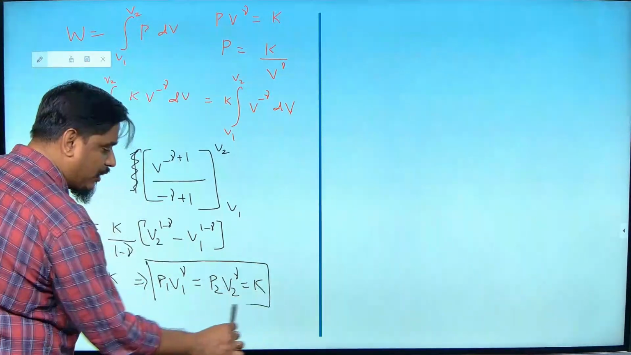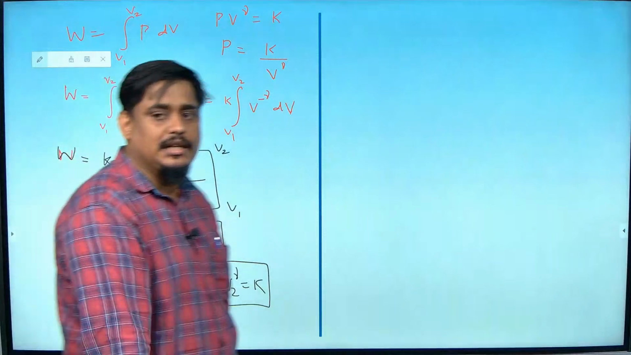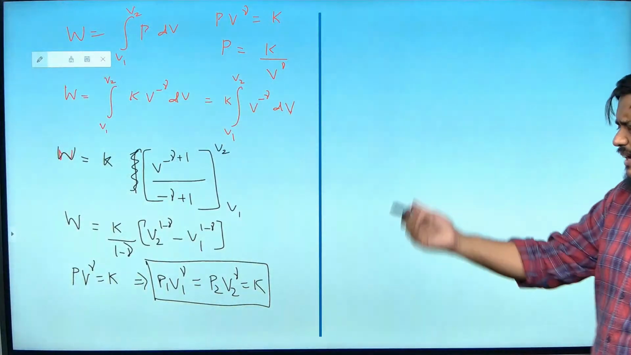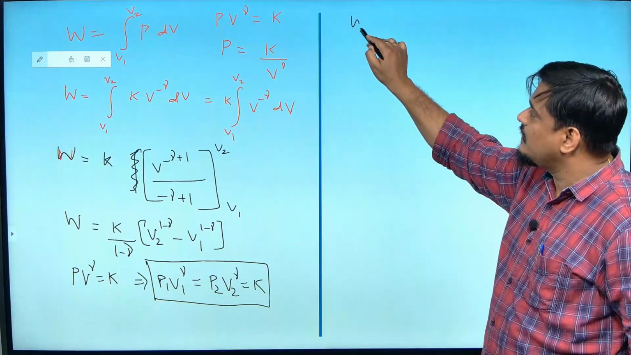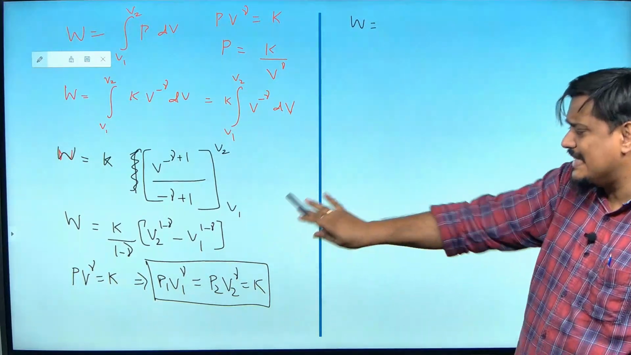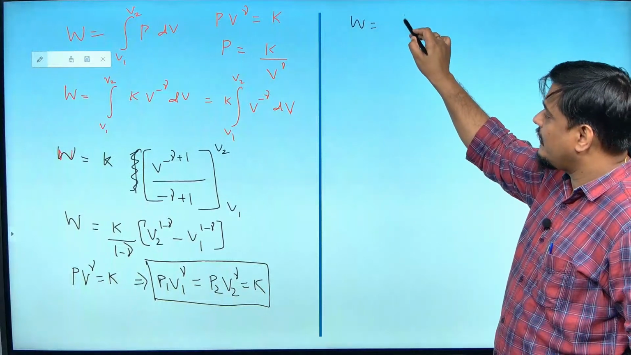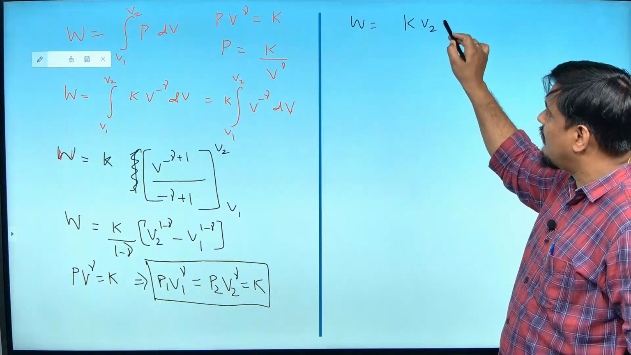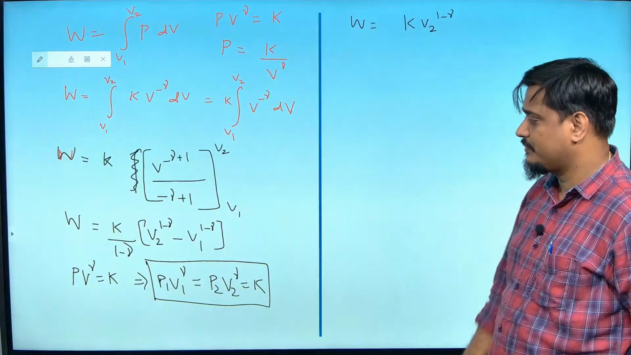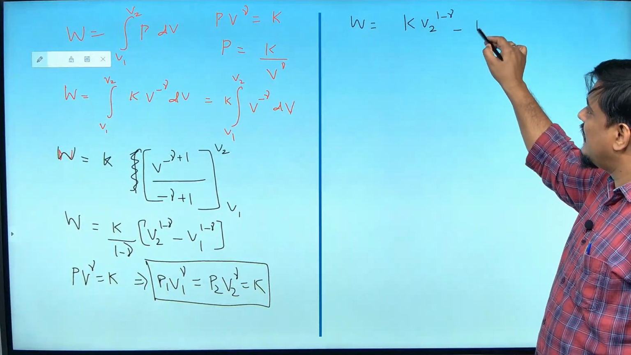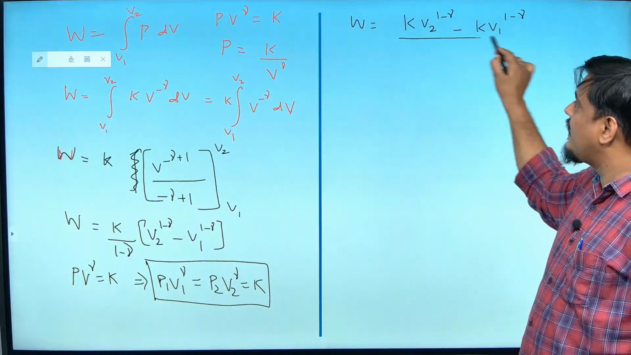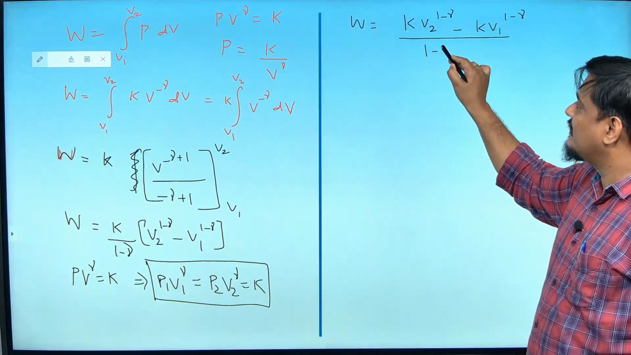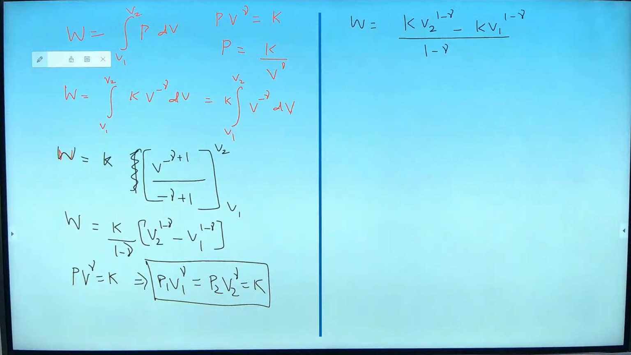You know very well how it is written, isn't it? Same like Bernoulli's theorem, you remember? Any constant we can write like this. Anyhow, coming further, I can write work done is equal to, I am sending K inside now, so I can write K into V2 power 1 minus gamma minus K into V1 power 1 minus gamma, divided by 1 minus gamma. Do you agree with me? I hope you are understanding this.